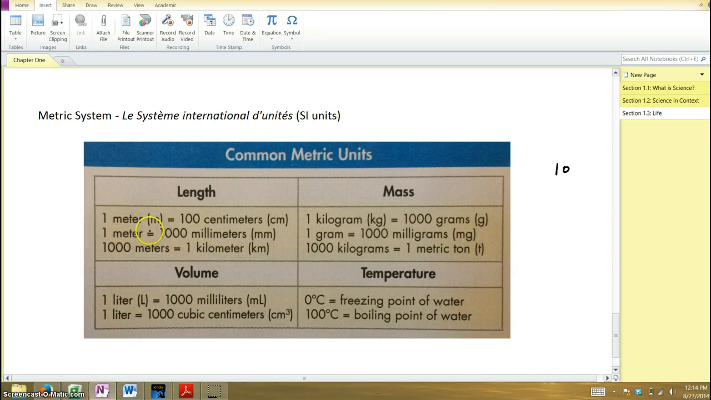And of course, the meter is what we use to measure length. The gram or kilogram is what we use to measure mass. And we have liters to measure volume, and we use the Celsius scale to measure temperature, which, as you probably know, is based on a scale from 0 to 100, with 0 being the freezing point, 100 being the boiling point.